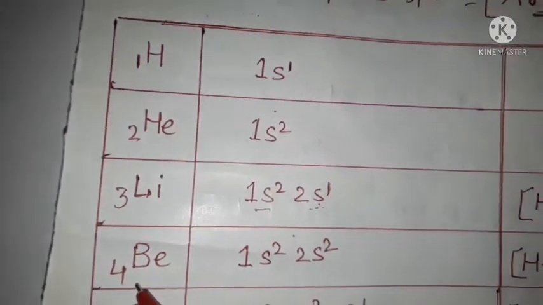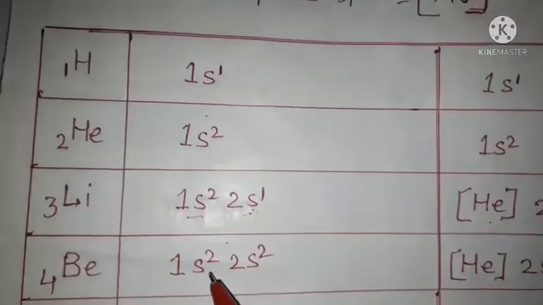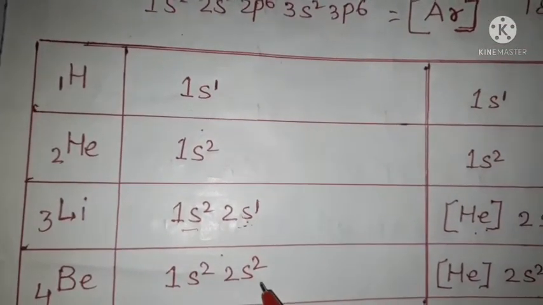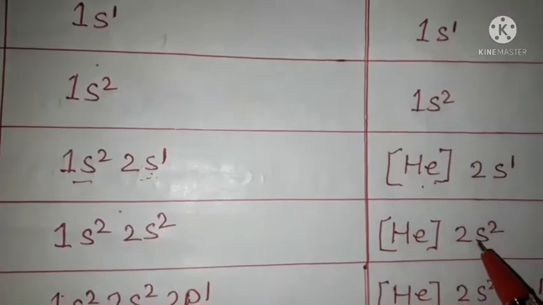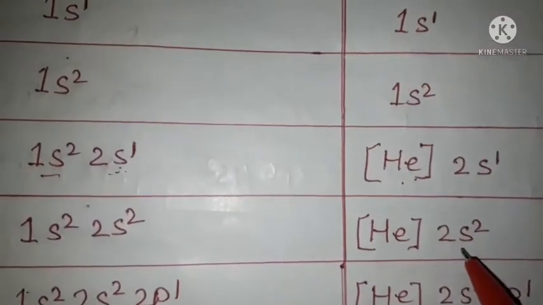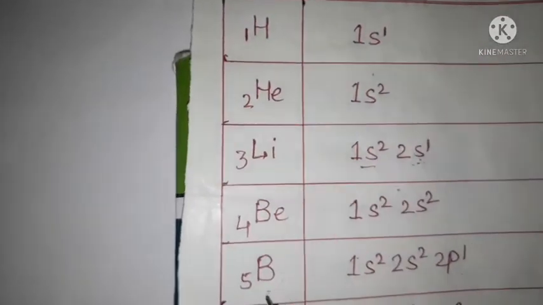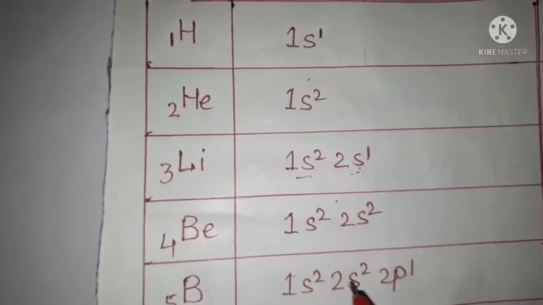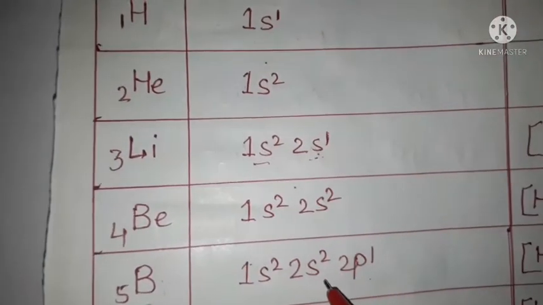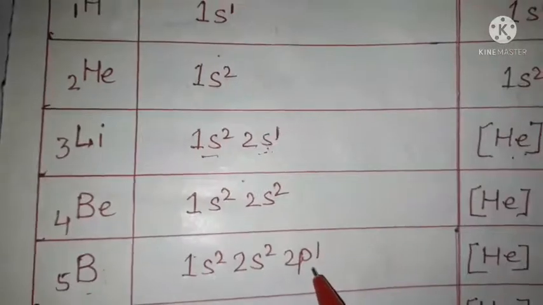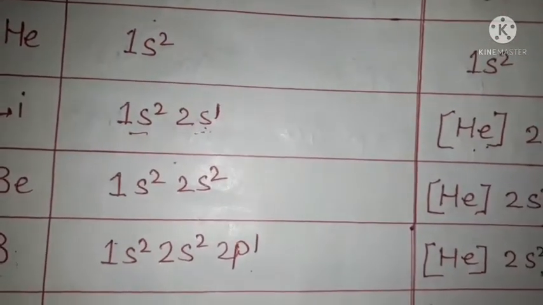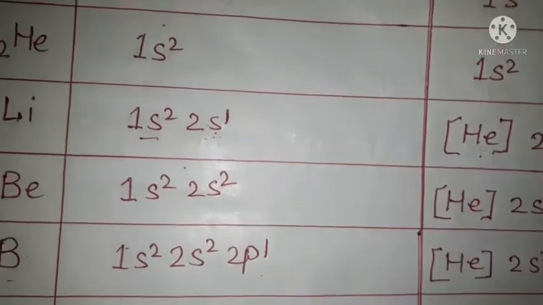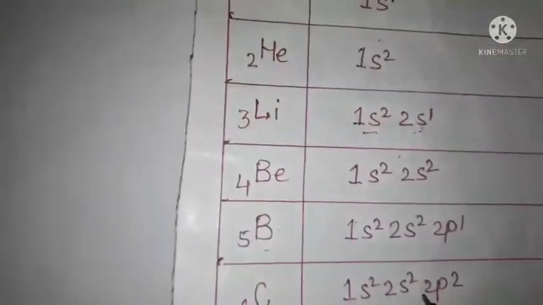Now beryllium, Z of beryllium is 4, so we write 1s2, 2s2. In short form, we write helium 2s2. Z of boron is 5, so we write 1s2, 2s2, 2p1. In short form, helium 2s2, 2p1.